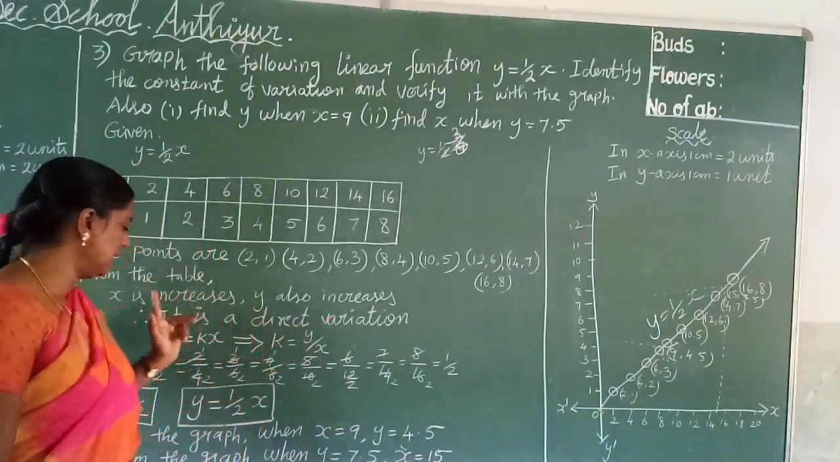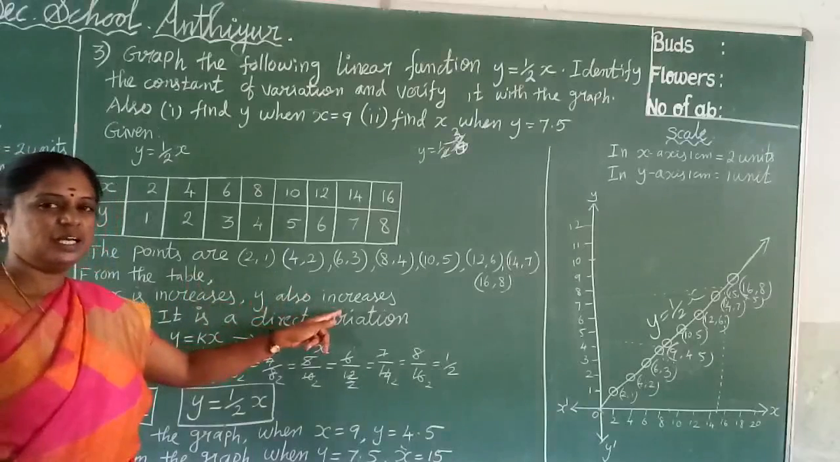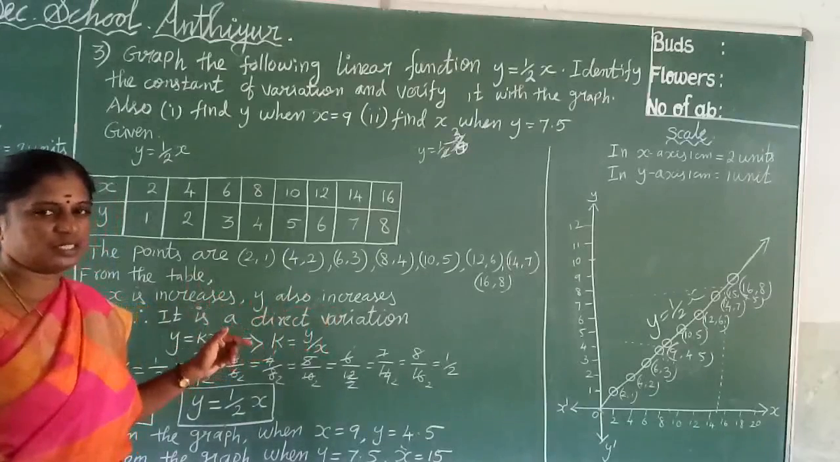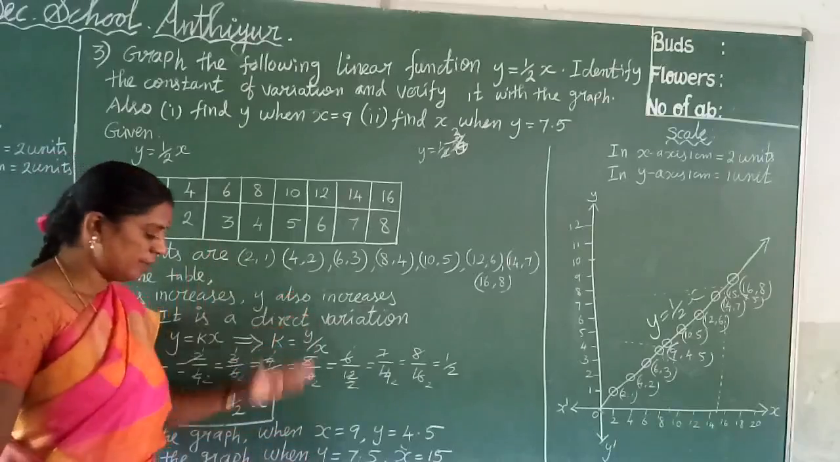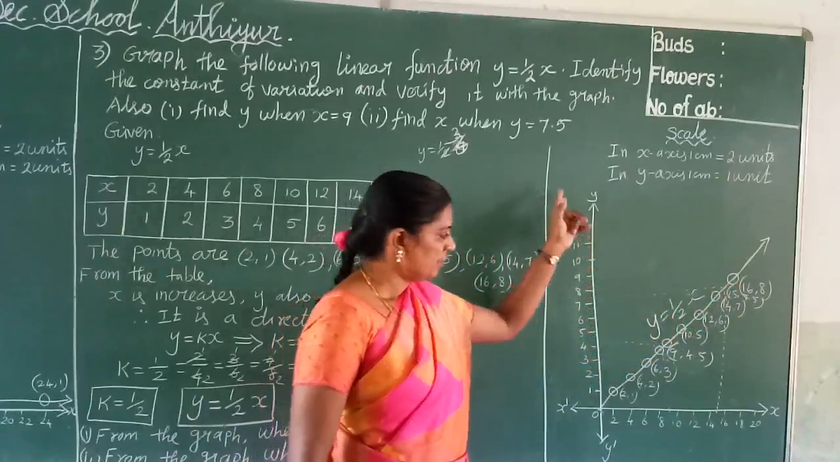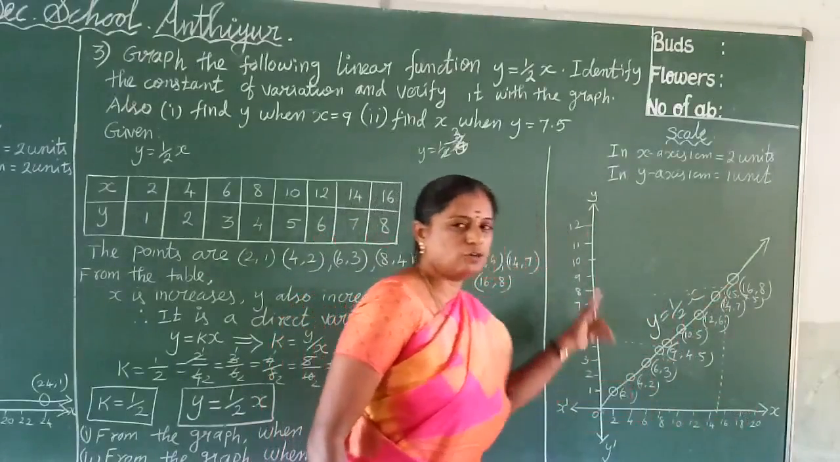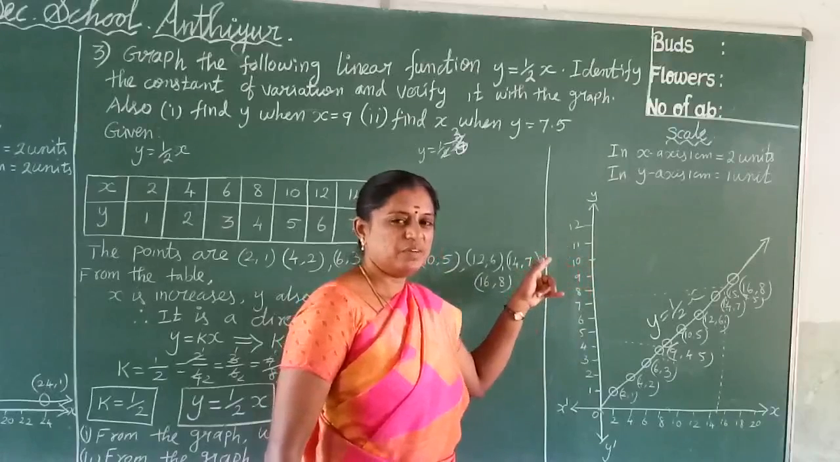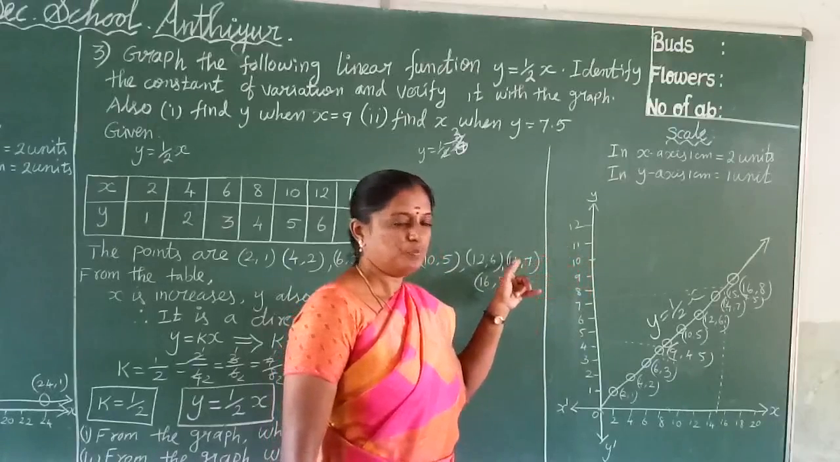Suppose it is different: x increases and y decreases. That type of question is indirect variation. Apply the indirect format. Here direct means we get a straight line. Indirect means we get the rectangular type, that is the curve method. So all are very, very important sums and easy ones.